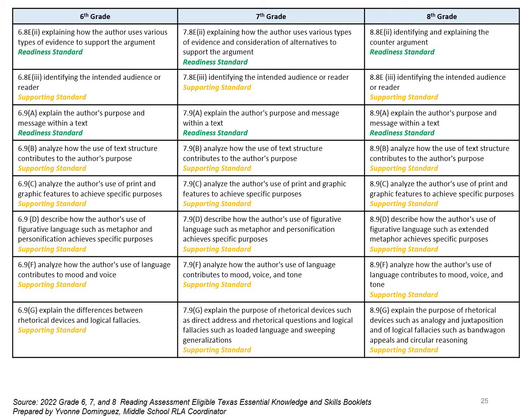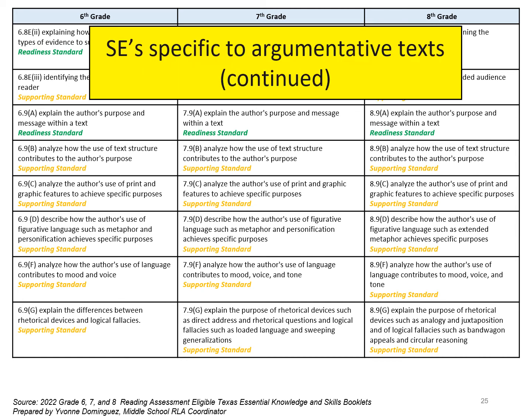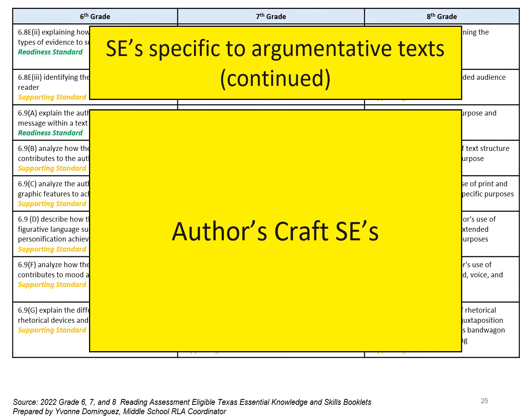Seem familiar? Well, it absolutely is. It also appeared in reporting category 2. So 8E2 and 8E3 continued from the previous page. These are the two remaining SCs for argumentative texts. And then we have author's craft SCs. Just like you saw them in reporting category 2, you're seeing them again in reporting category 3. Hint, hint. Very important. Author's craft, very important.